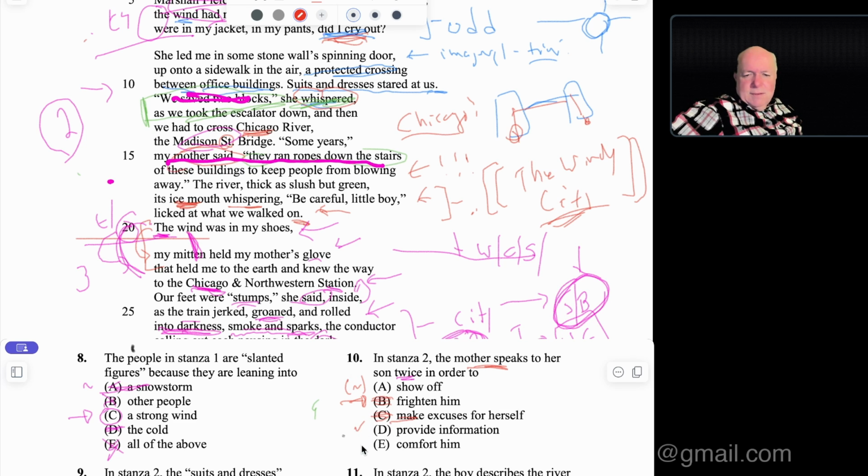Provide him information. Ooh, I like that one. And then comfort him. So I keep saying she's doing it to comfort him. All right? So now, just narrating what they're doing and keeping the kid informed is not strictly comforting him. So what she's doing is she's providing him information. So she's not showing off. She's just being a good mom.